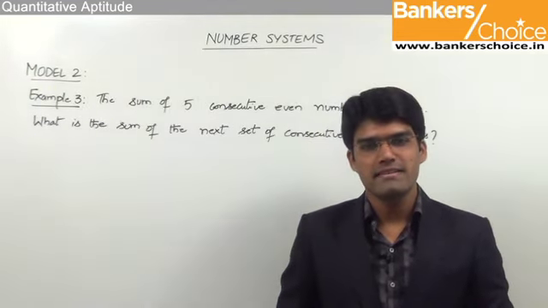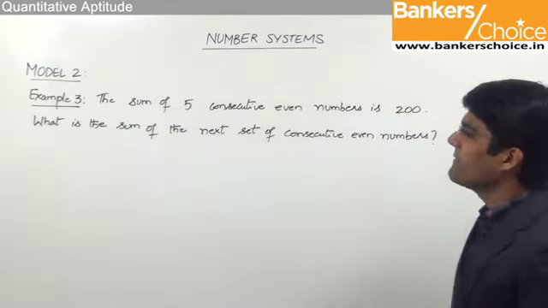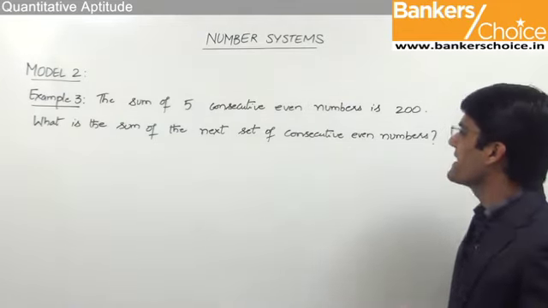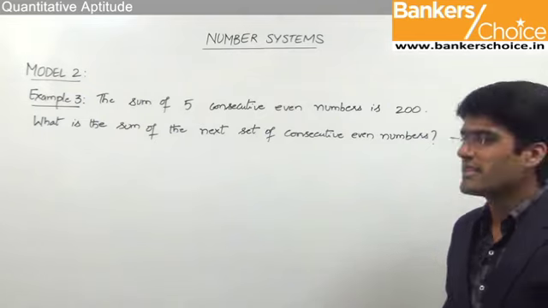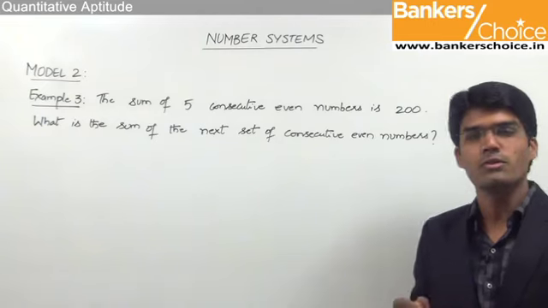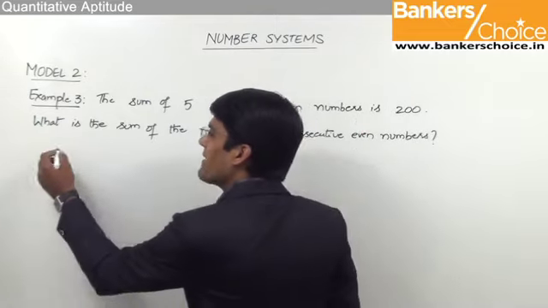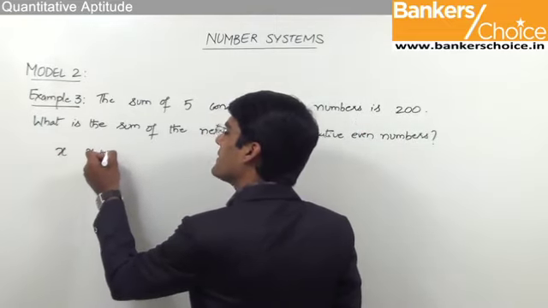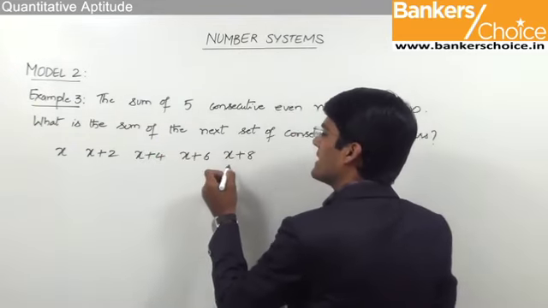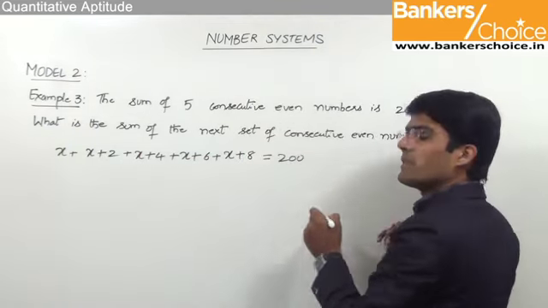Let us now take another interesting example based on consecutive numbers. The question here is, the sum of 5 consecutive even numbers is 200. So what is the sum of the next set of consecutive even numbers? As you can see here, for 5 consecutive even numbers, the sum is 200, and we are supposed to find out the sum of the next 5 consecutive even numbers. Now as discussed earlier, the 5 consecutive even numbers can be taken as x, x plus 2, x plus 4, x plus 6 and x plus 8. And the sum of all these 5 numbers is equal to 200 as given in the question here.